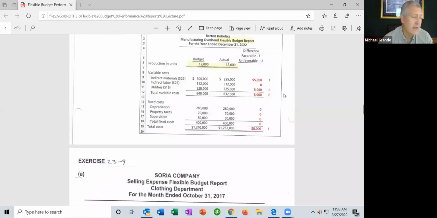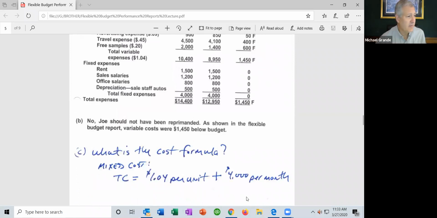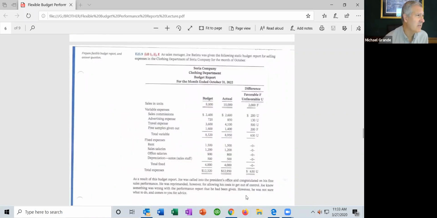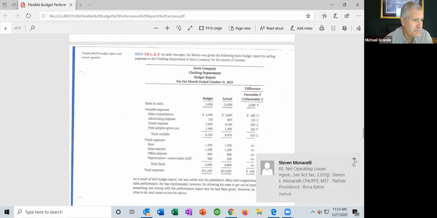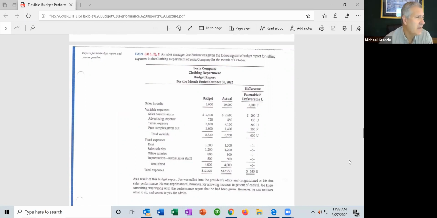Let's take a look at a problem. So this is exercise 23-9 in your textbook. Let's read it. Let's look at the solution. As sales manager, Joe Batista was given the following static budget prepared in advance for selling expenses in the clothing department of Soria Company for the month of October.